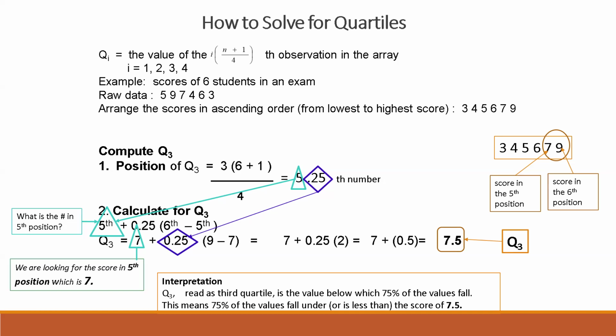The third quartile is the value below which 75% of the values fall. To interpret the result of this example, this means 75% of the values fall under or are less than the score of 7.5. That is how we solve for quartiles.